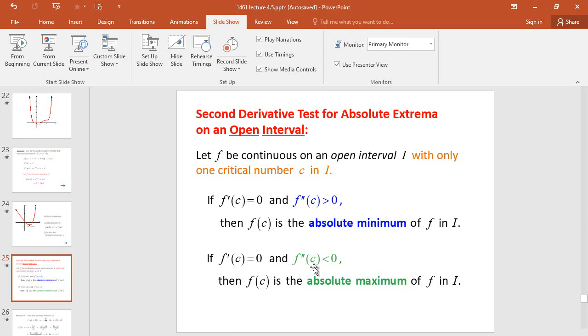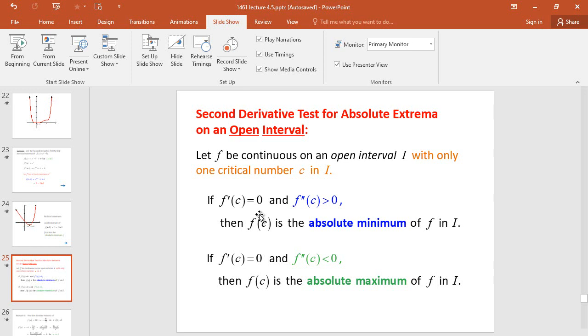And we are claiming that f of c is actually the absolute maximum. Why? Because if the absolute maximum occurs at another point in the open interval I, then f must have a local maximum there, because this is an open interval. And if f has a local maximum there, f has a critical point there, but we are assuming there is only one critical point.